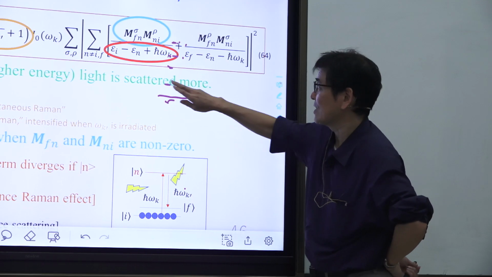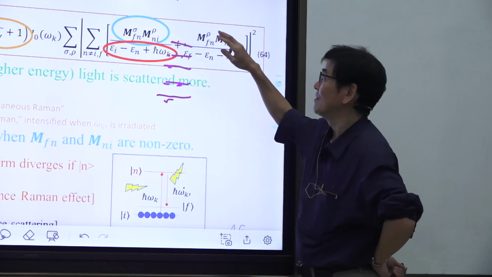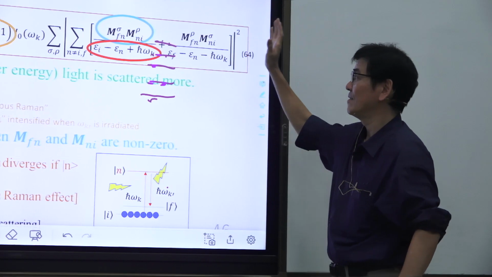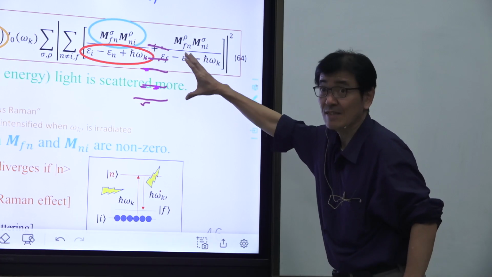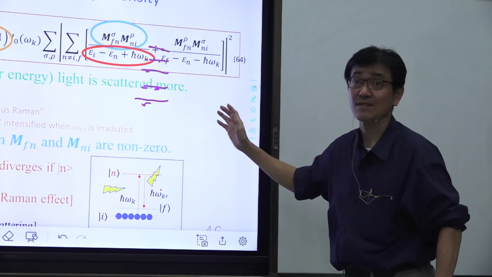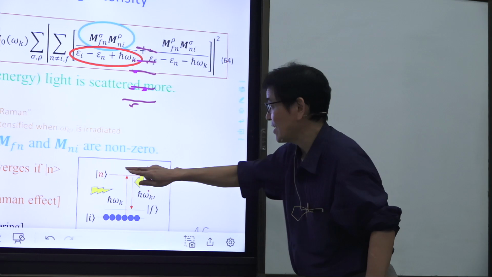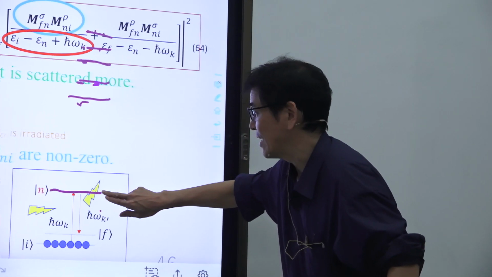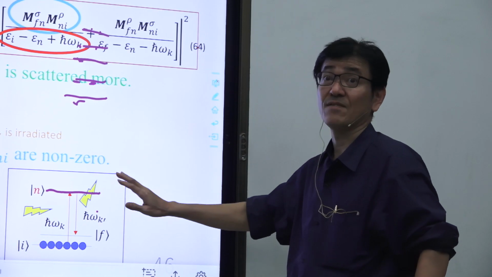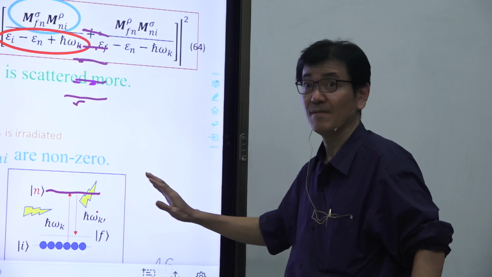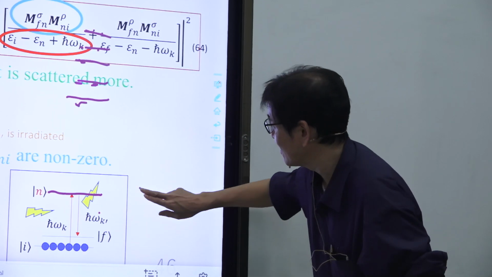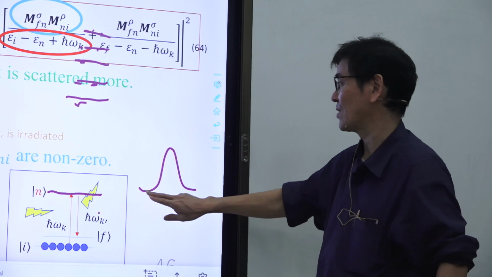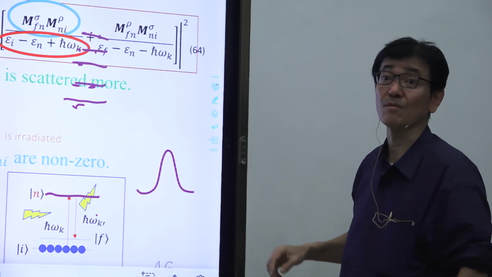We call this kind of unidentifiable states a virtual state. If there is a real energy state, then this is a real state. So real state means some absorption occurs, an absorption band is observed.